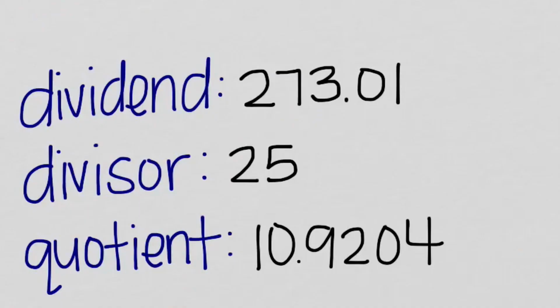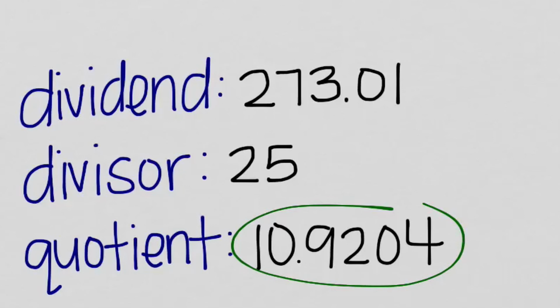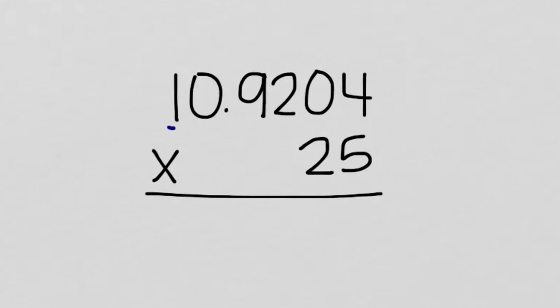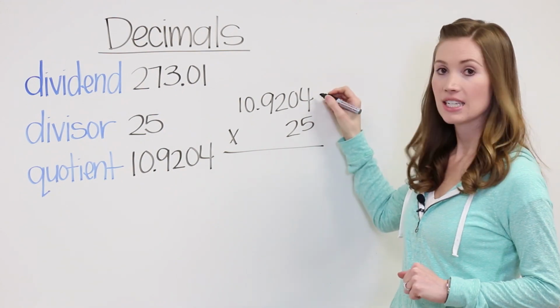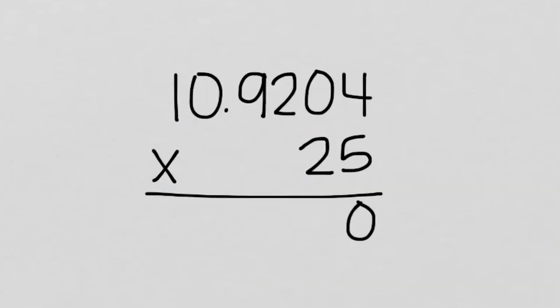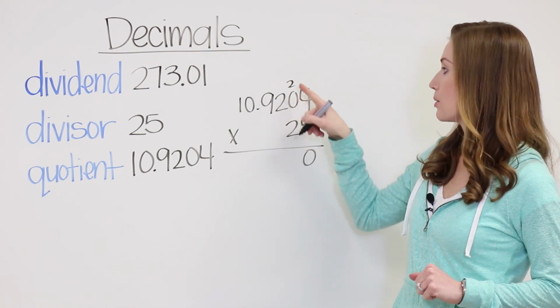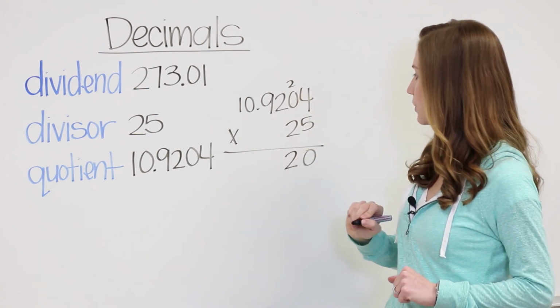To check our work, we're going to multiply our quotient and our divisor, and we should end up with our dividend. Let's do it together. 10 and 9,204 10,000ths times 25. 5 times 4 is 20. Carry the 2. 5 times 0 is 0, plus 2 is 2.